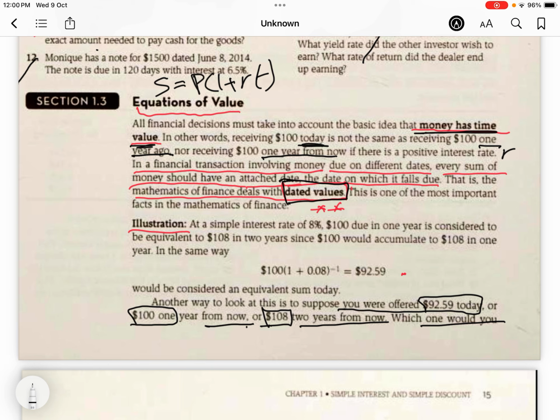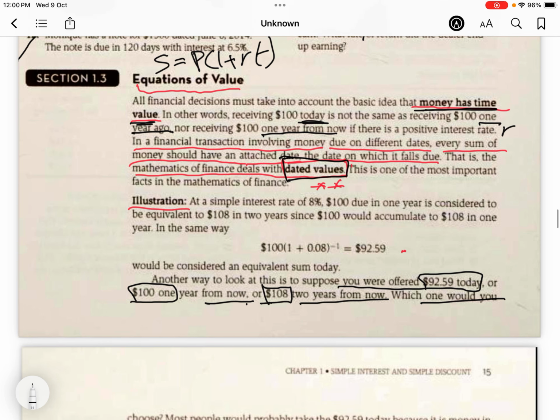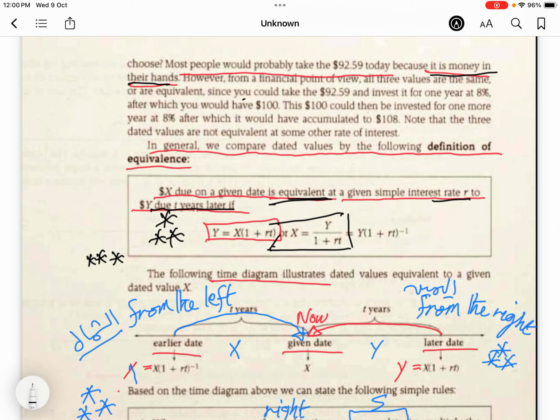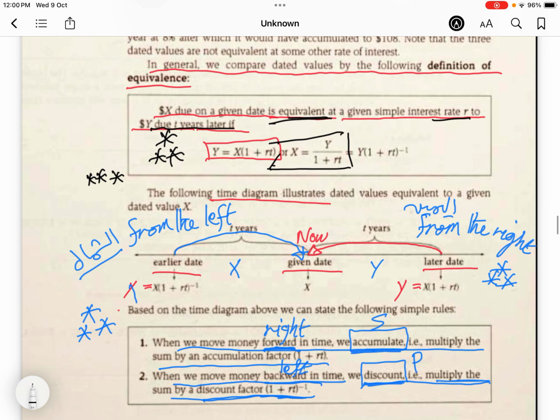In this video, we will continue section 1.3, equations of values. Last video we stopped here. Then the following time diagram illustrates dated values equivalent to a given dated value x.